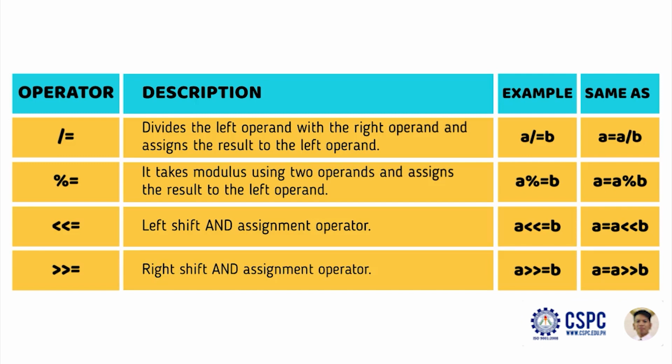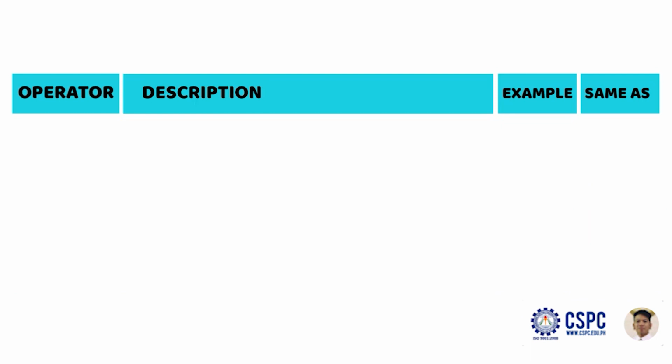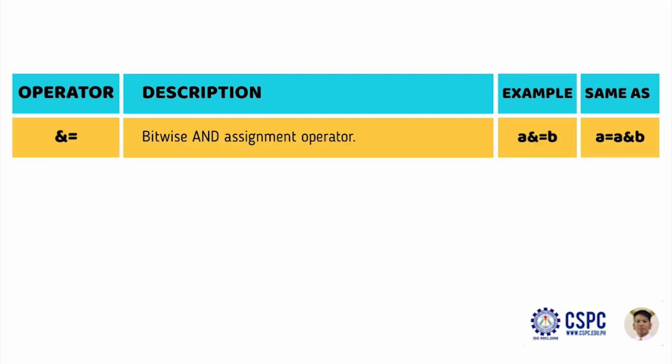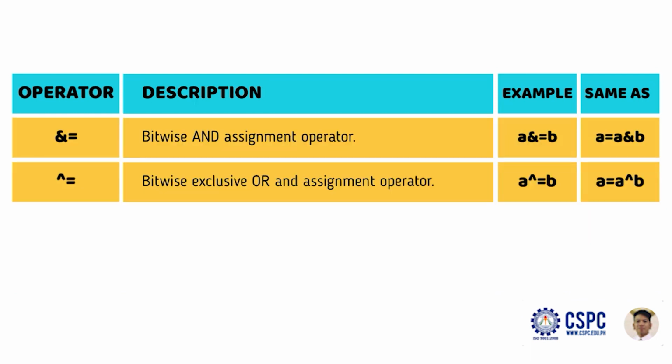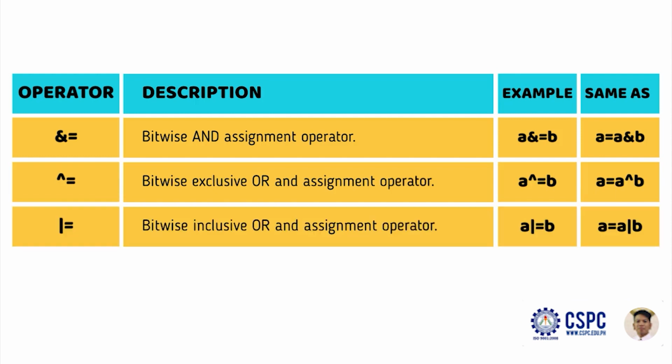The two less than signs followed by an equal sign, left shift and assignment operator. The two greater than signs followed by an equal sign, right shift and assignment operator. The ampersand equals is bitwise AND assignment operator. The caret equals is bitwise exclusive OR and assignment operator. And lastly, the vertical bar equals, bitwise inclusive OR and assignment operator.